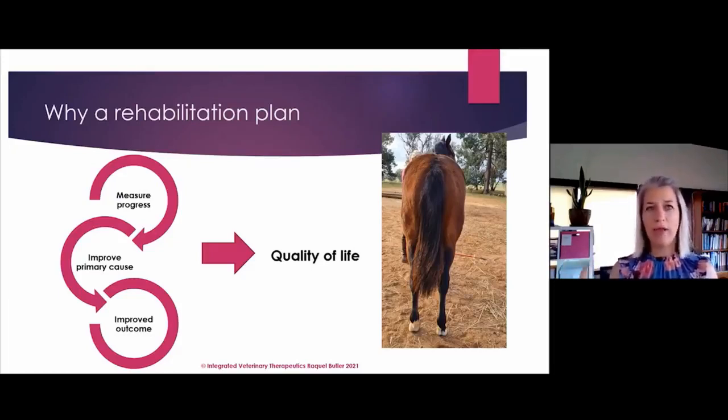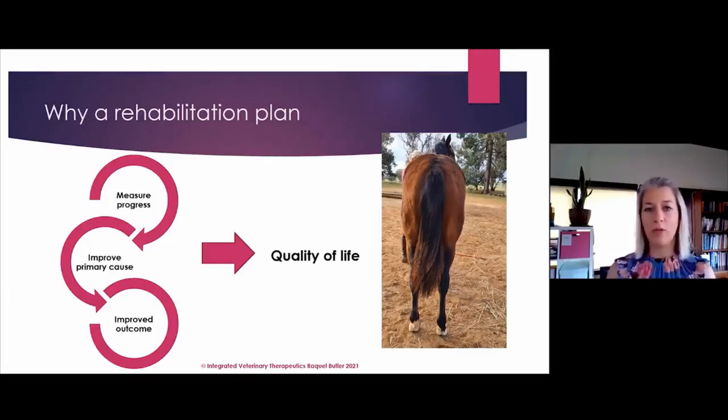So we want to make sure that we've addressed those and we've got the body back into a good program again in terms of its movement. We also may want to improve the primary cause. So the primary cause could be an underlying postural issue or a hoof balance problem, or even a dental issue. And so we want to make sure that we have improved that primary cause to avoid injuries happening again, especially if it occurred during performance.